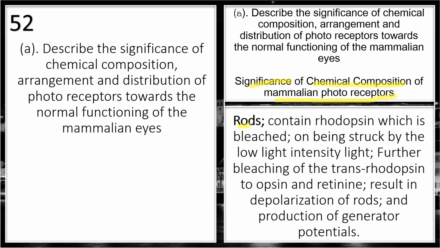The rods contain rhodopsin, which is bleached on being struck by low light intensity. Further breakdown of the trans-rhodopsin to opsin and retinene results in depolarization of the rods and production of the generator potential.